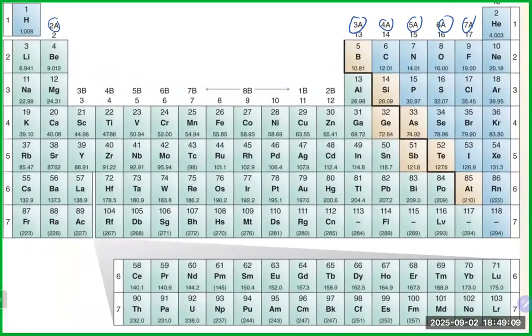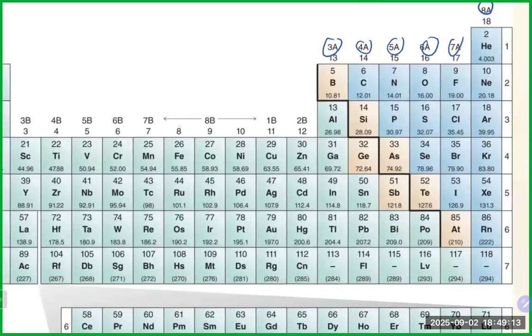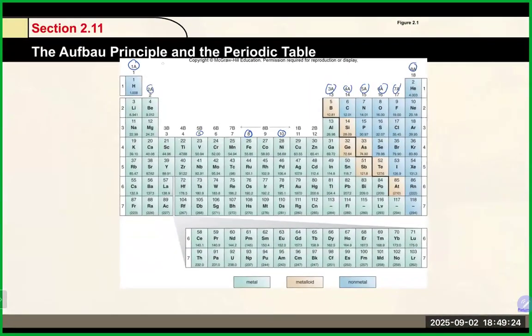So as I was mentioning a second ago, when you're in the middle section here, which are the transition metals, iron would have 8 valence electrons. You would use that 1 through 18 numbering for that center section, but the A numbering for everything outside of that center section if you're doing valence electrons.